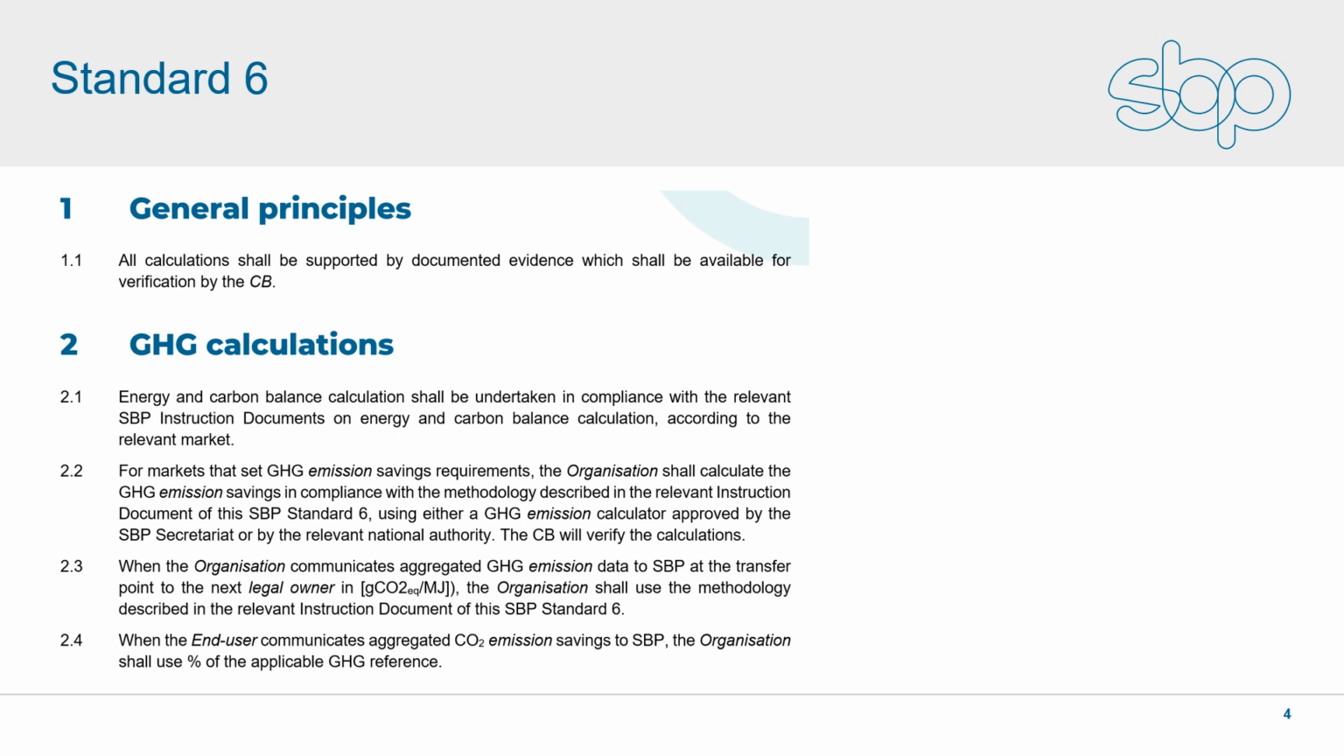All requirements of the Standard 6 fit on just one page. It basically says that all calculations shall be supported by documented evidence and that greenhouse gas calculations shall be done by using relevant SBP instruction documents. In these relevant SBP instruction documents, we provide the specific detailed methodology on how to do the calculation and how to certify it.